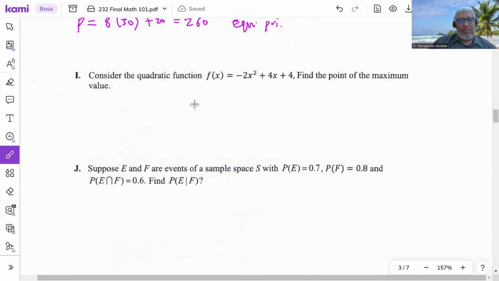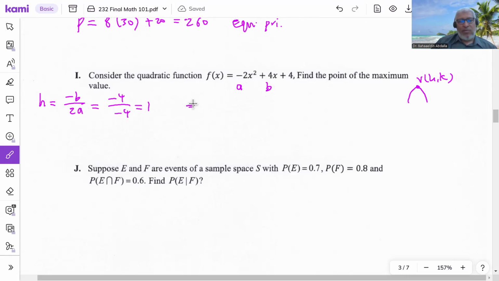Consider the quadratic function. Find the point of the maximum value. Well, the graph of the quadratic function is a parabola, and the coefficient of x squared is negative, so it's a parabola opens downwards, and the point of maximum value is the vertex, which has coordinates h and k. And here a is -2, b is 4, and the definition of h, it's negative b over 2a, so it would be -4 over 2 times -2, that's -4, so h is 1.